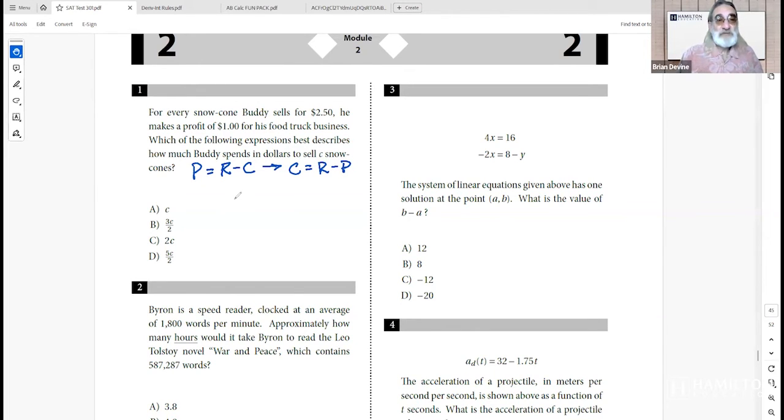And so if we look at it that way, then his cost just for one cone is going to be defined as $2.50, the revenue, minus his profit, which is $1, which means that it cost him $1.50 per cone. So 1.5C would be his total cost for C cones. And that's the same as 3C over 2. So B is your answer.